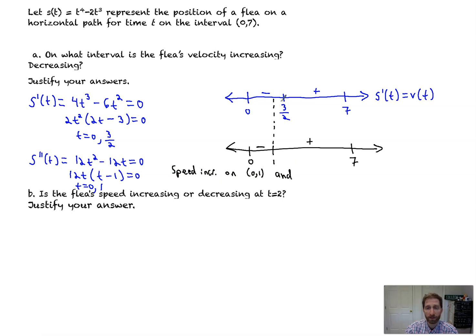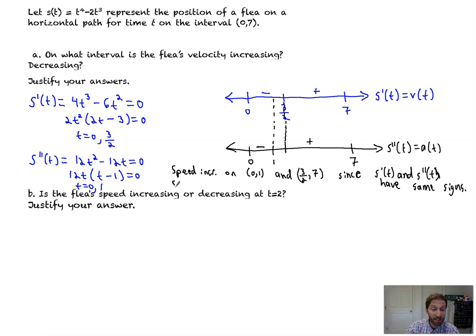And where else? I'm going to draw this little line right here. Because from 3/2 to 7, both curves, s prime and s double prime of t, which is the acceleration, are positive. So, 3/2 to 7, since s prime of t and s double prime of t have the same signs. I'm going to need to borrow some room for the next part of the problem.